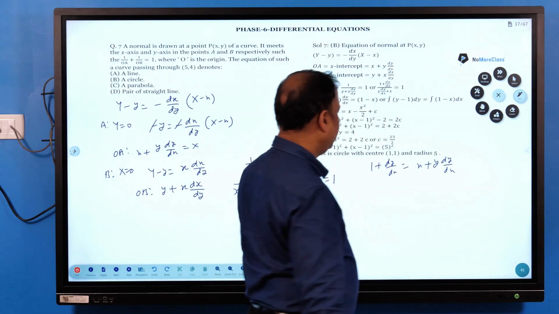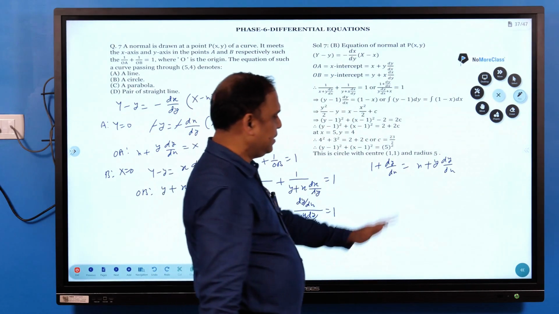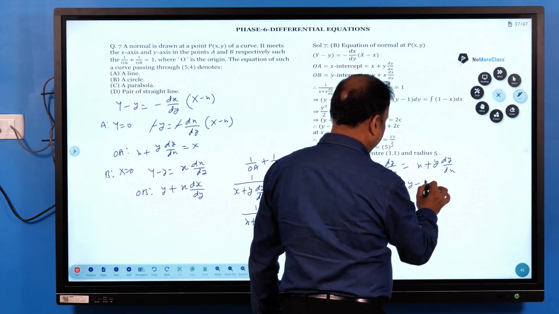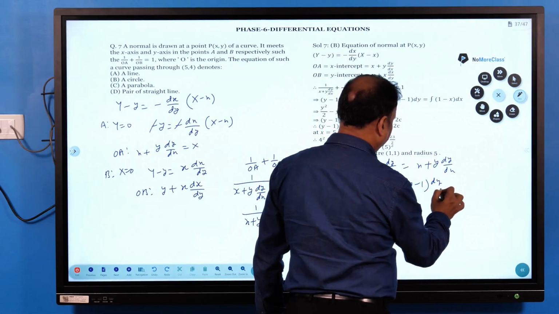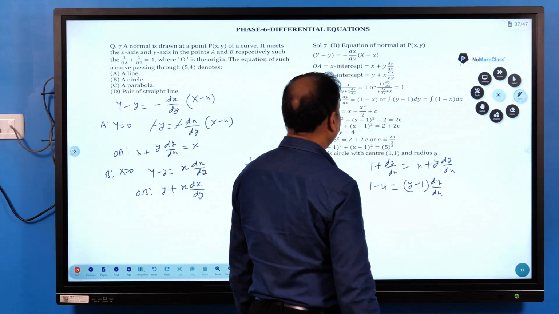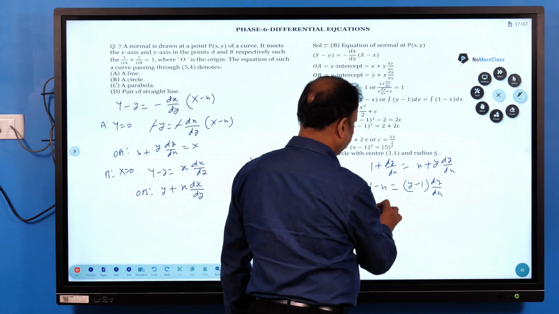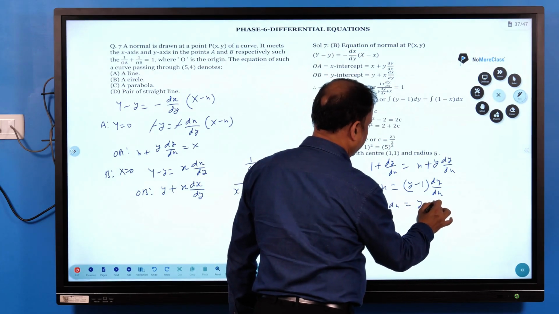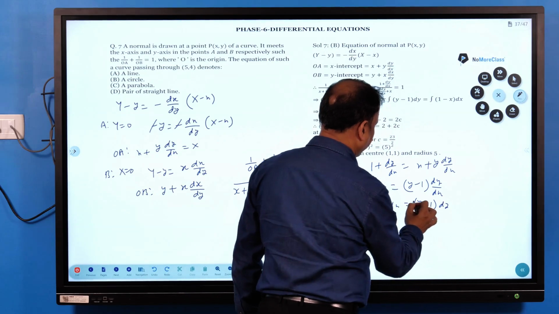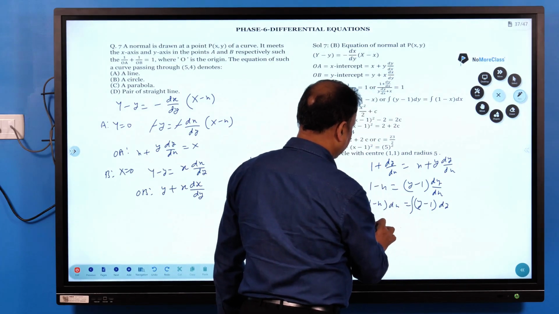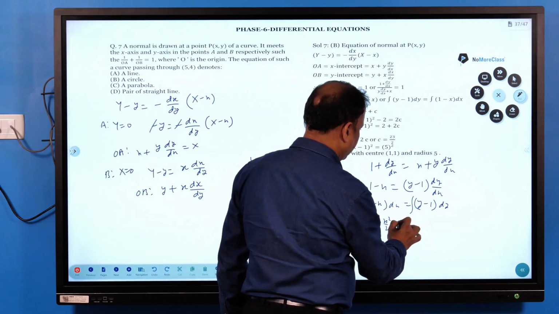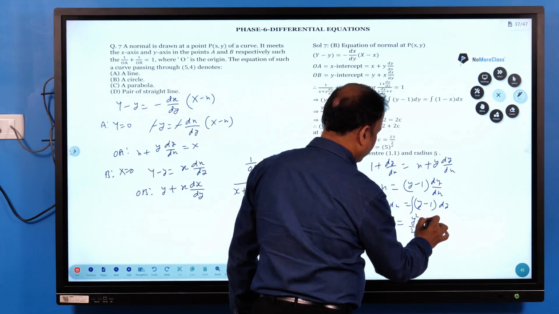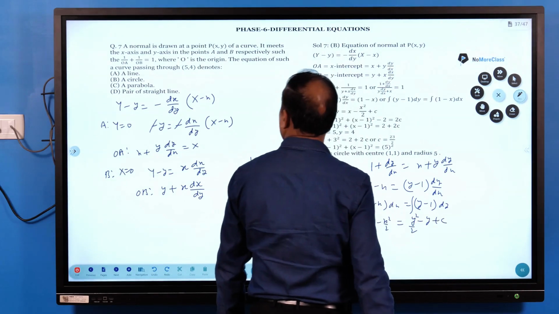Now it is a simple question. We can separate the terms of dy by dx and integrate. So 1 minus x is equal to (y minus 1) dy by dx. So (1 minus x) dx is equal to (y minus 1) dy, which you can easily integrate. x minus x square upon 2 is equal to y square upon 2 minus y plus c.